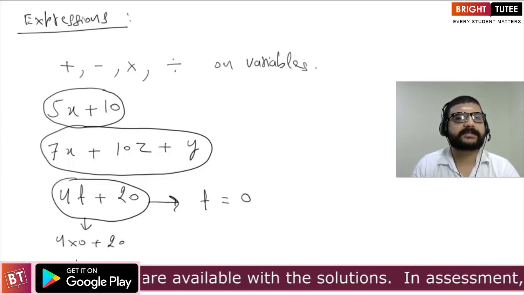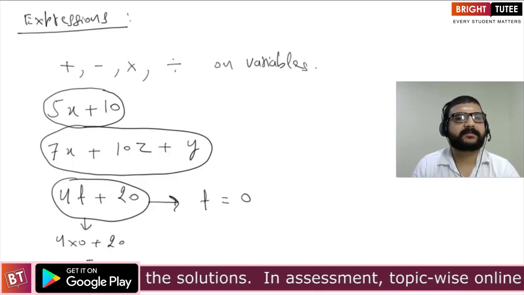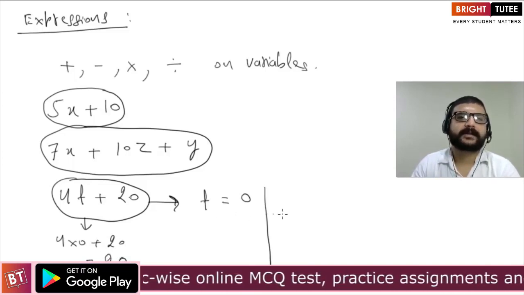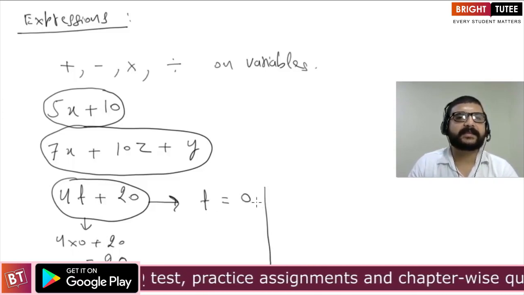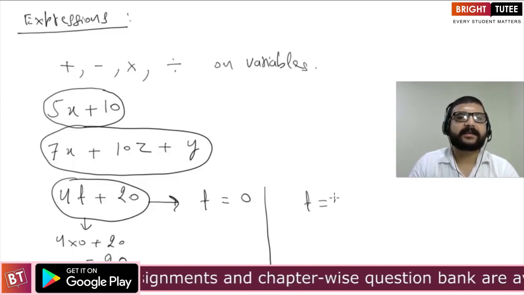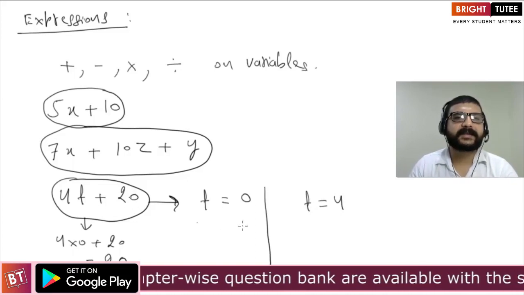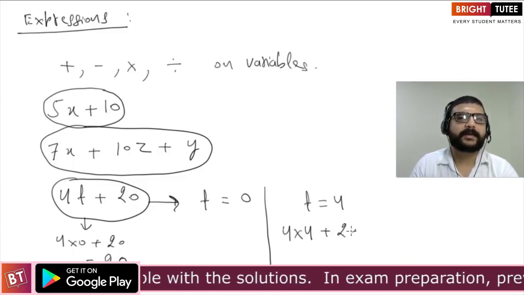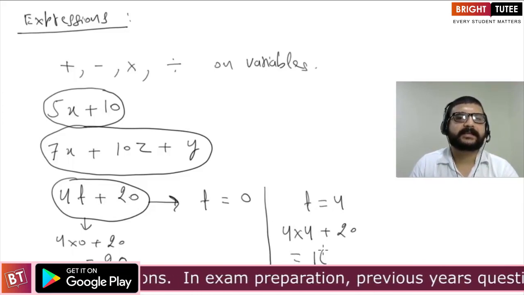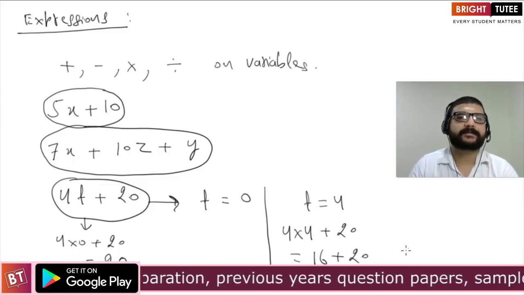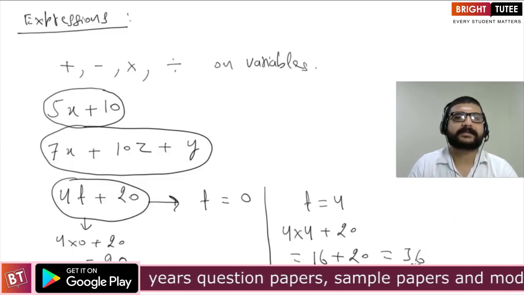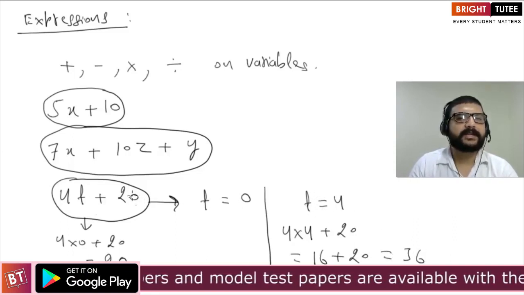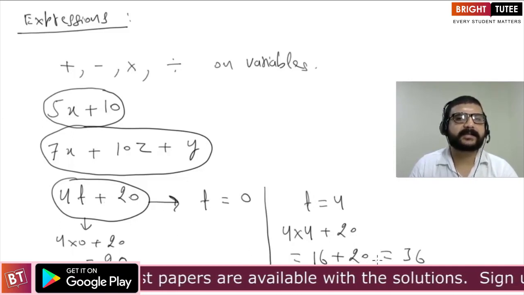Now 4 into 0 is 0 plus 20. This will give us 20. Similarly, instead of t as 0, we can take t as 4 also. So we will get the expression as 4 into 4 plus 20. Now this gives us 16 plus 20, which is equal to 36. Which means at t equal to 4, the value of this expression is 36.